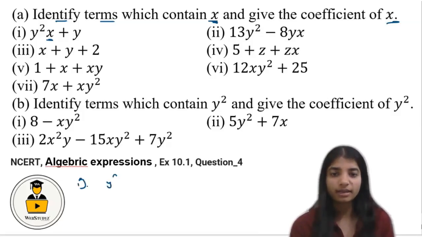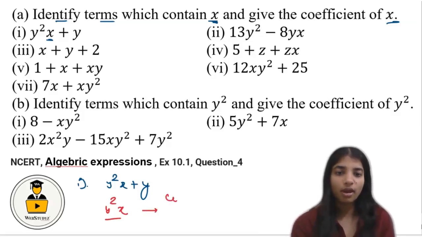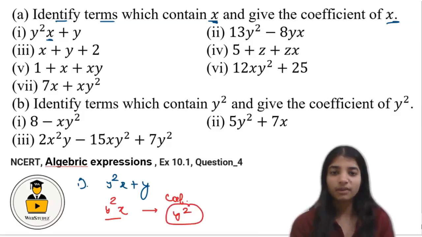Part 1 is y raised to the power 2 x plus y. In this expression it is clearly visible that the term containing x is y raised to the power 2 x, and the coefficient for this is y raised to the power 2. So y raised to the power 2 is the answer to part 1 of this question.